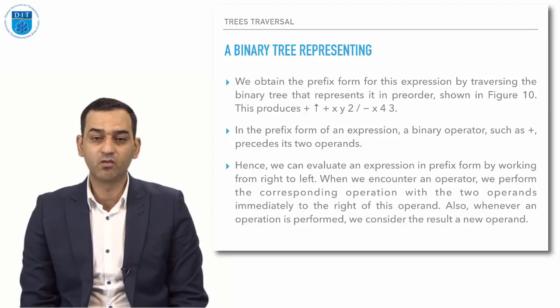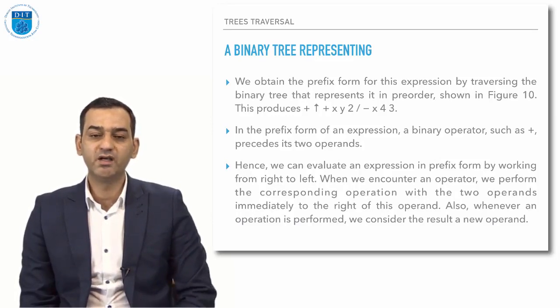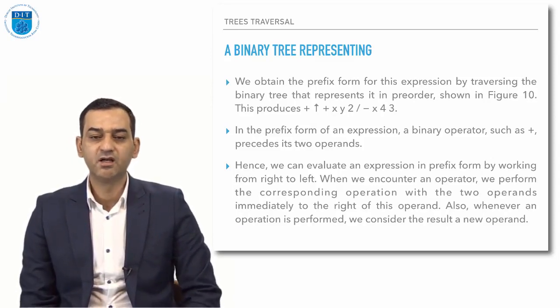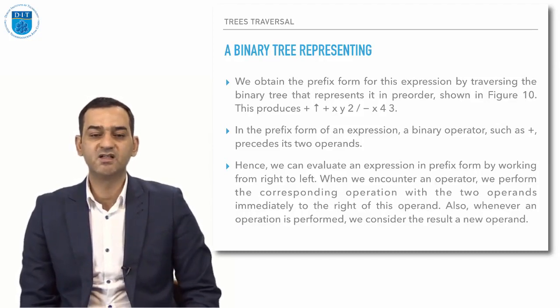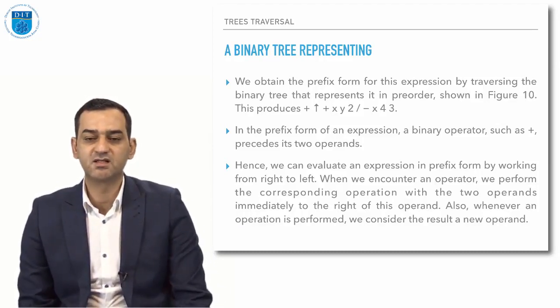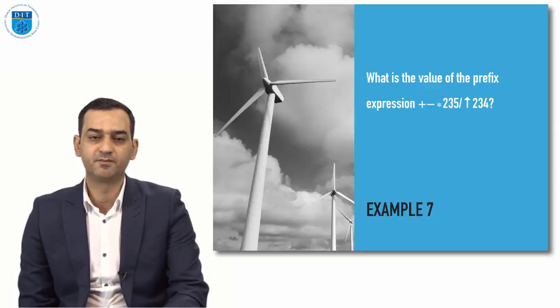In the prefix form of an expression, a binary operator such as plus precedes its two operands. We can evaluate an expression in prefix form by working from right to left. When we encounter an operator, we perform the corresponding operation with the two operands immediately to the right of this operator. Also, whenever an operation is performed, we consider the result a new operand.